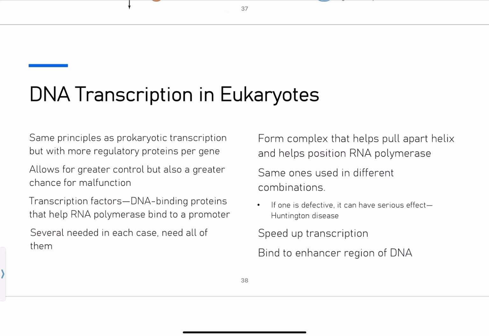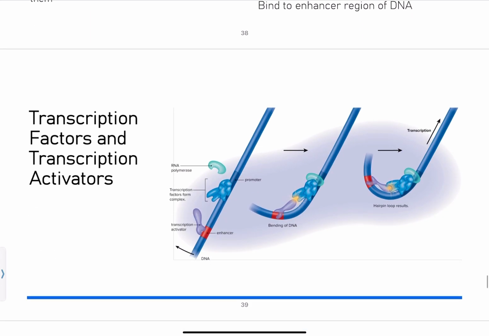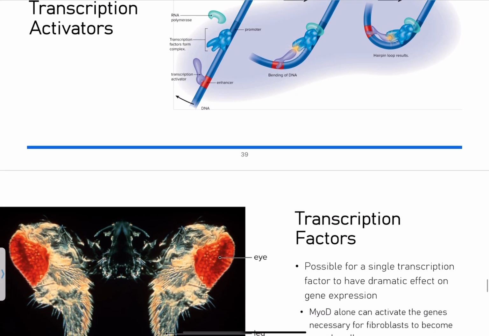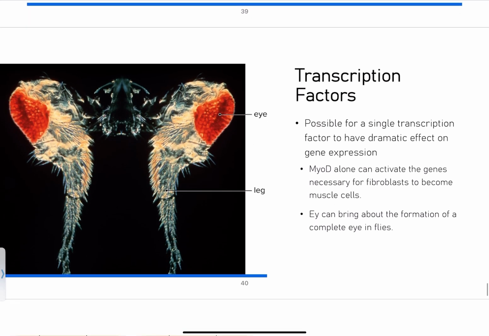So some of these transcription factors can bind to the enhancer regions of DNA, often far from the gene that they actually regulate. And they're going to speed up transcription by stabilizing the transcription complex. So here's just an illustration of what I was just talking about. So they can speed up the transcription, again, by stabilizing the transcription complex.